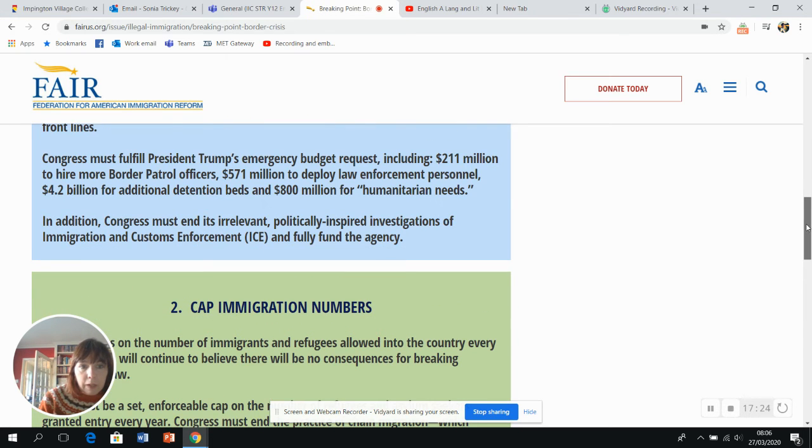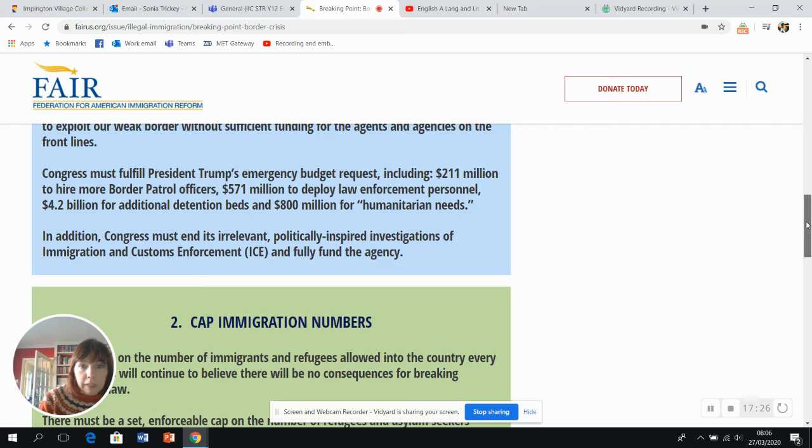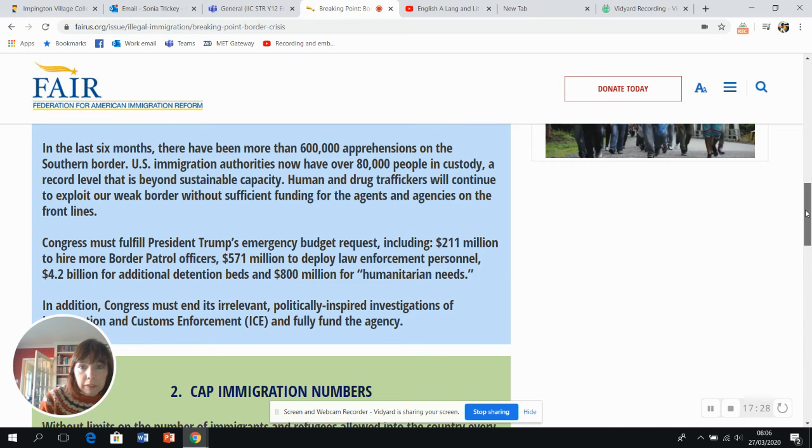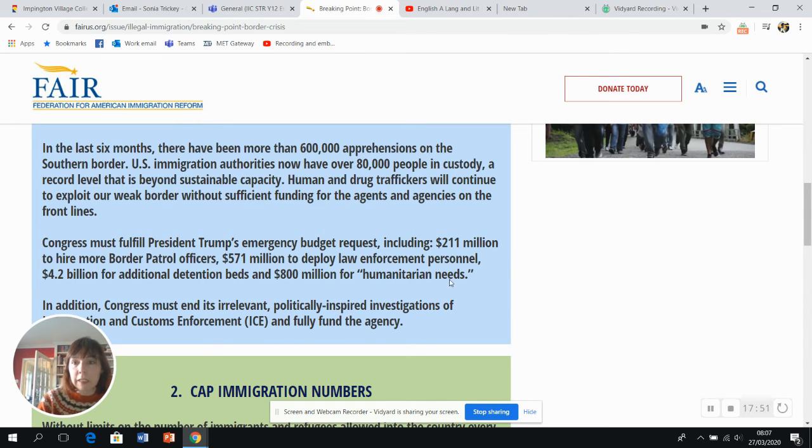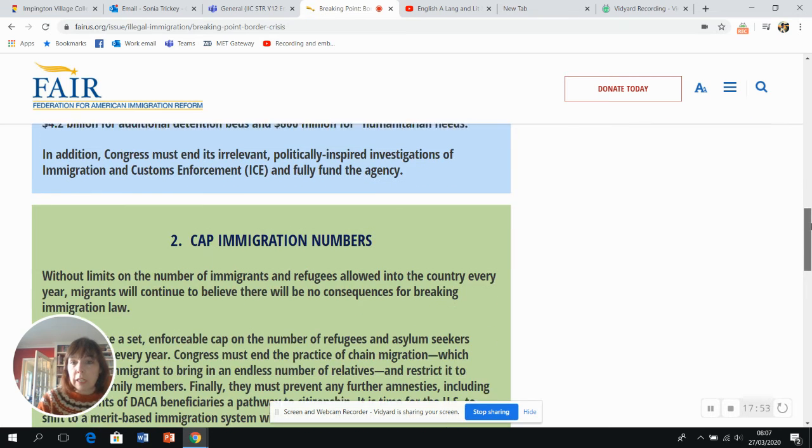We also have a lot of declarative sentences. For example, "drug traffickers will continue to exploit our weak border without sufficient funding for the agents and agencies on the front lines." So there we have the language of war again with front lines. We have a lot of these declarative statements that just state things unproblematically. This is the way things are. And so we have this very certain tone, which again serves to lend authority to the text.